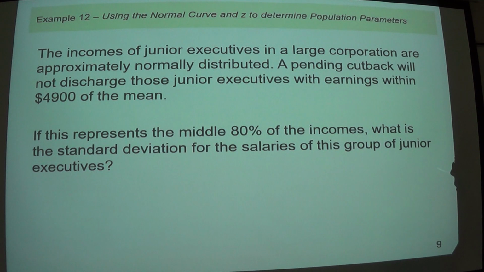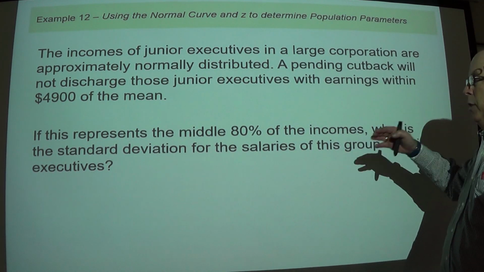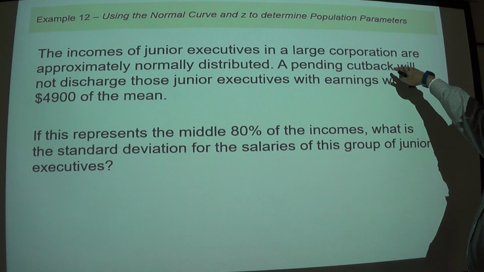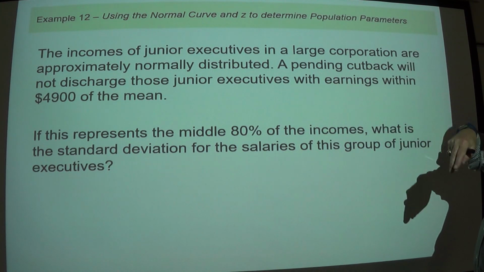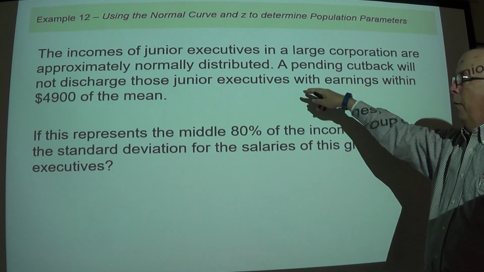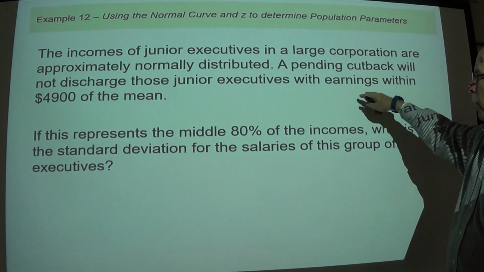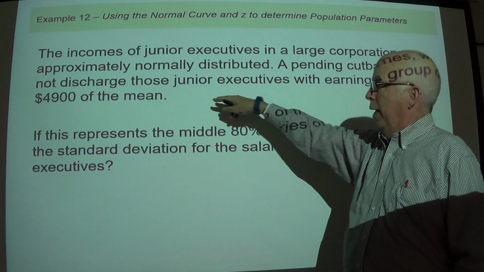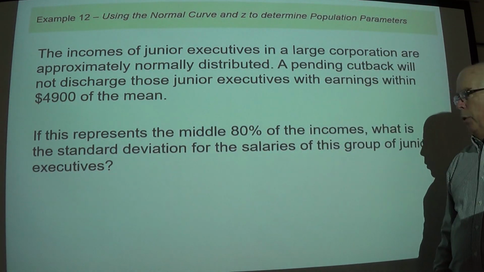All right, so here's a little different application of this, a little different twist. It's not the best example, but we're going to muddle our way through it. It says the incomes of junior executives in a large corporation are normally distributed, so we can use the standard normal curve and z-scores and all that good stuff. And they're getting ready to cut back, which is kind of apropos with what's going on right now. They're not going to cut anybody back that's within $4,900 salary of the mean or the average salary for that particular company.